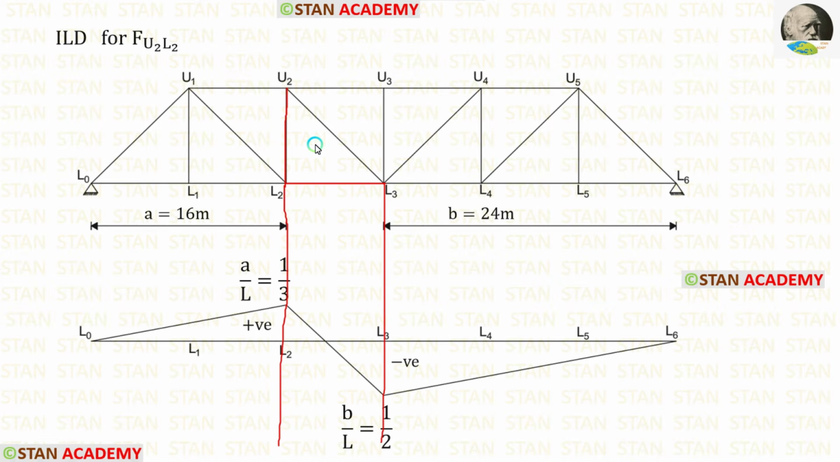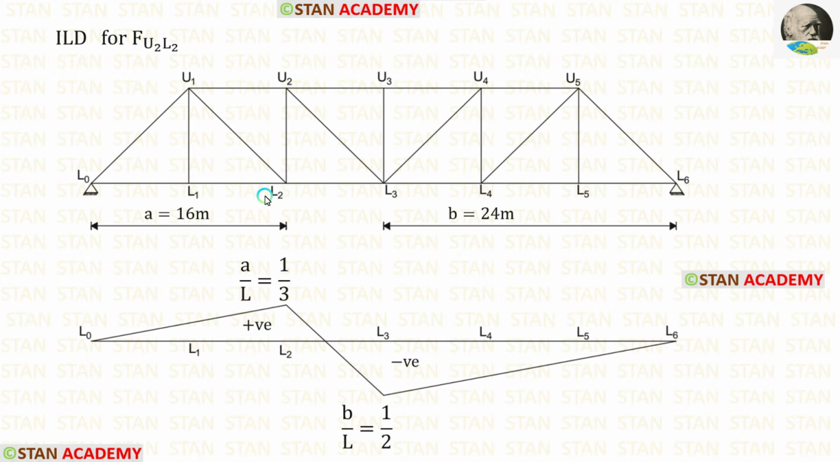After projecting in the same direction of the diagonal U2 L3, we have to make an inclined line. Then we have to connect the inclined line with L0 and L6.